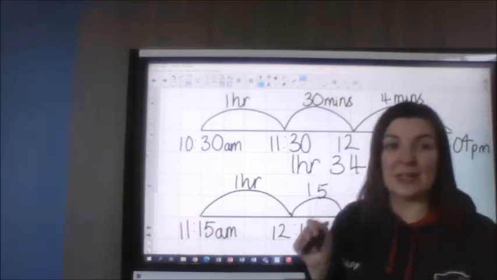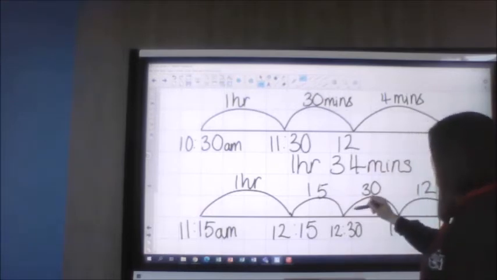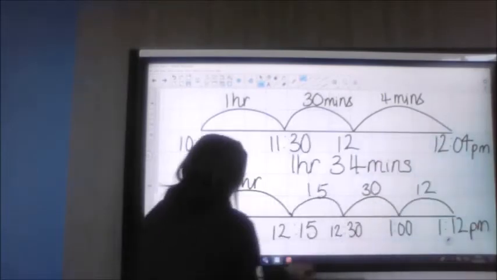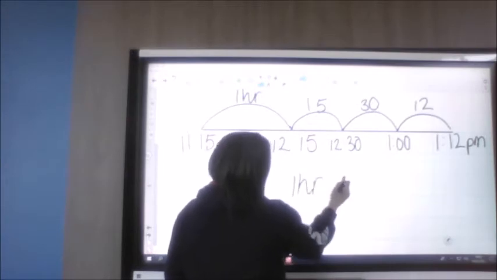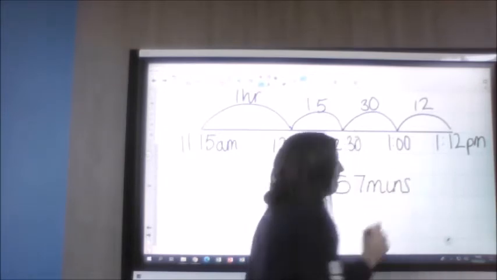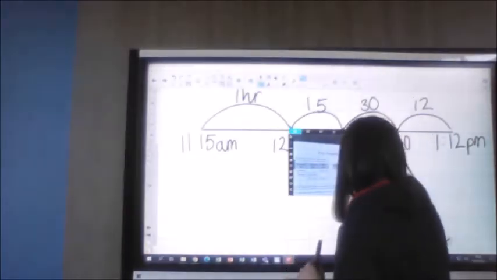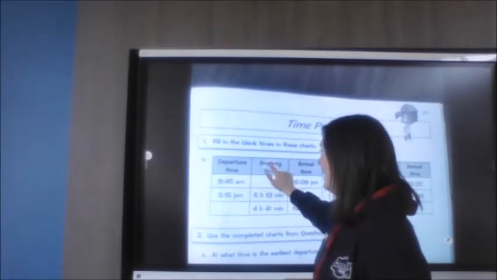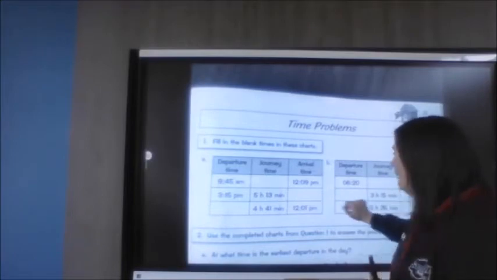Okay, so now I need to add that all together. So I've got 1 hour, so then I've got 15 and 30, so that's 45, then 12, 45, 55, 57. Okay, so this journey time is 1 hour and then 57 minutes. How did you do? Okay, so that is if you have a missing number in the middle, if you've got to work out the journey time. So the next one we're going to look at is if you've got to calculate the arrival time.